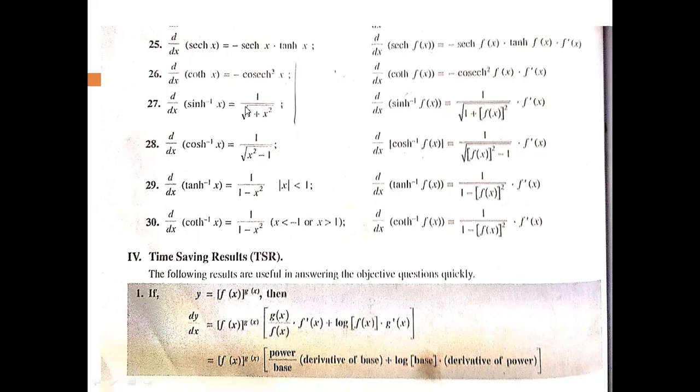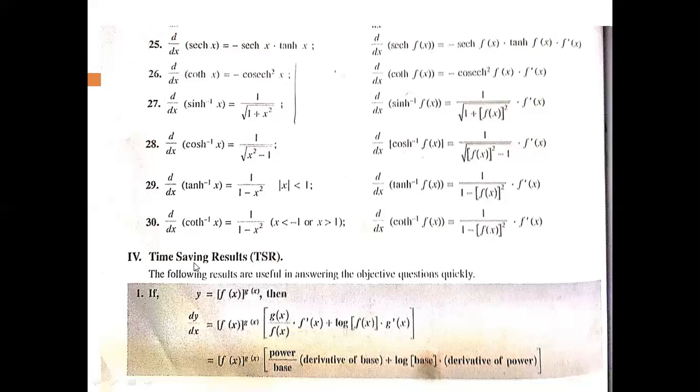Now for inverse hyperbolic functions. Sin h inverse x derivative is 1 divided by root 1 plus x square, and cos h inverse x derivative is 1 divided by root of x square minus 1. Tan h inverse x derivative is 1 divided by 1 minus x square, where modulus x less than 1. And cot h inverse x derivative is 1 divided by 1 minus x square. Whereas d by dx of cot h inverse f of x is equal to 1 divided by 1 minus f of x whole square into f dash x.